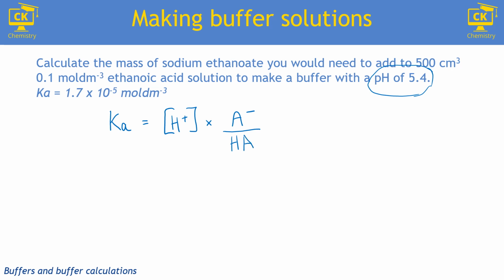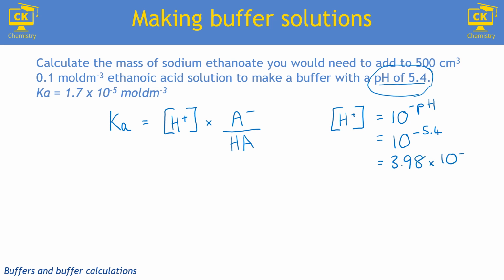Now let's look at what we have. We've got Ka, and because we have pH, we can calculate H plus. So if pH is minus log H plus, then H plus concentration is 10 to the minus pH. So that is 10 to the power minus 5.4, which is equal to 3.98 times 10 to the minus 6. So I've got a value there.